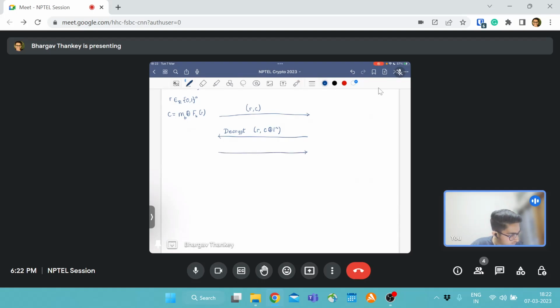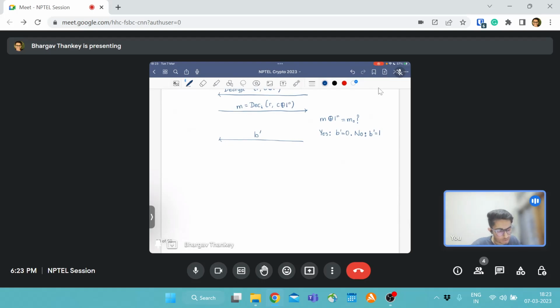Let's call that response M. And then here's what the adversary does. It checks if M XORed with 1 to the n is the same as M0. If yes, then B prime is 0. If no, B prime is 1. And it sends B prime as its output to the verifier.